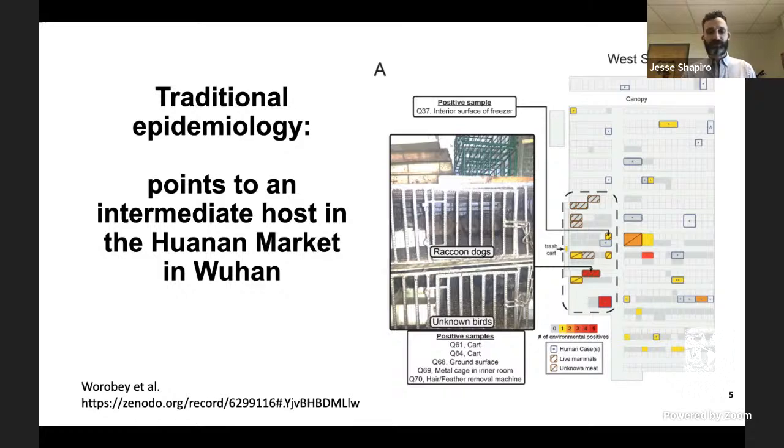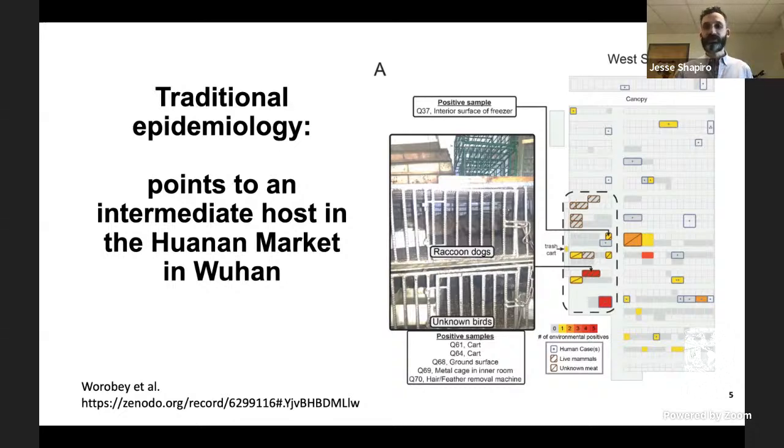So this is just one example of, I think, a really beautiful traditional epidemiological study from Worobey et al. That's still a preprint. So this is very recent work that I encourage you to check out, a detailed analysis of the Huanan market in Wuhan, which they present evidence as really the epicenter of the emergence of SARS-CoV-2 from animals into humans.